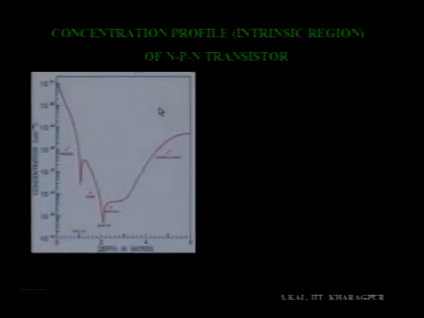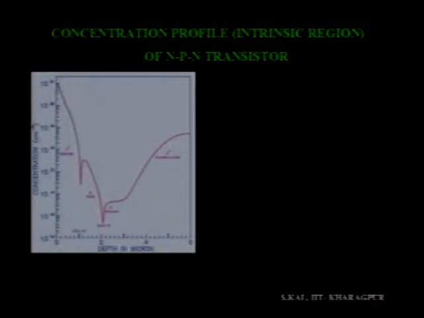The doping profile is shown here. You can see this is 0, and this point is the surface of the intrinsic region of the transistor. If we proceed from the surface of the substrate towards the vertical depth, you will find that at the surface the doping concentration is of the order of 10 to the power 21. From there it gradually reduces, and this profile is something like a complementary error function profile. We will discuss in detail what is a complementary error function profile or a Gaussian profile in our diffusion lecture.